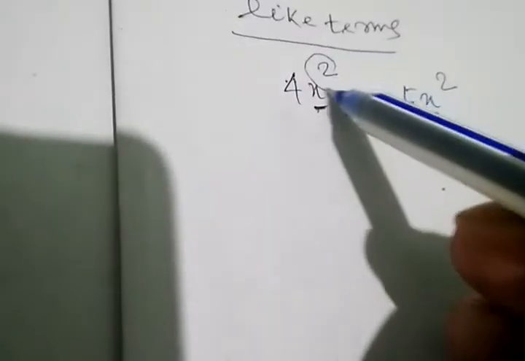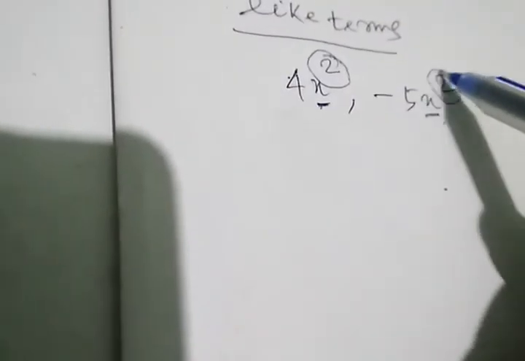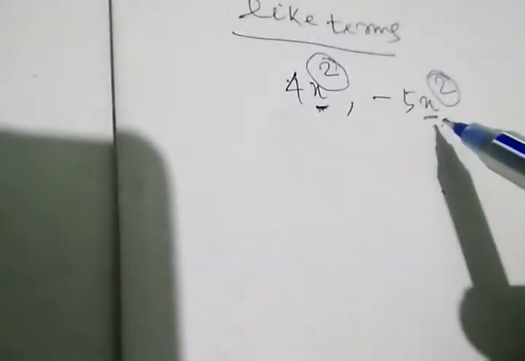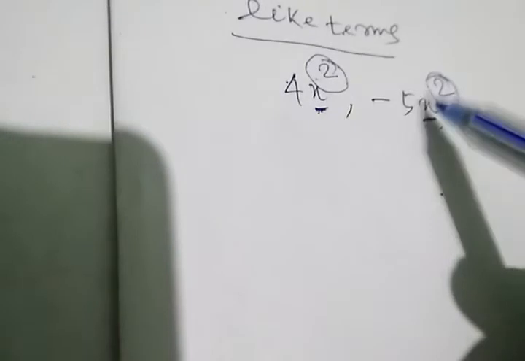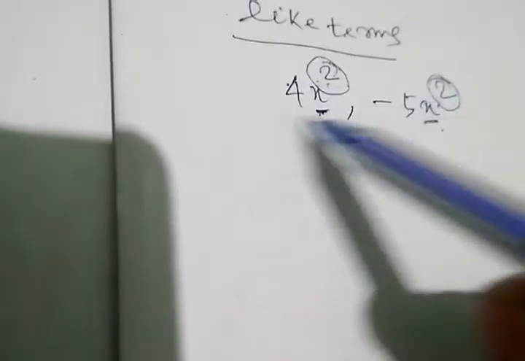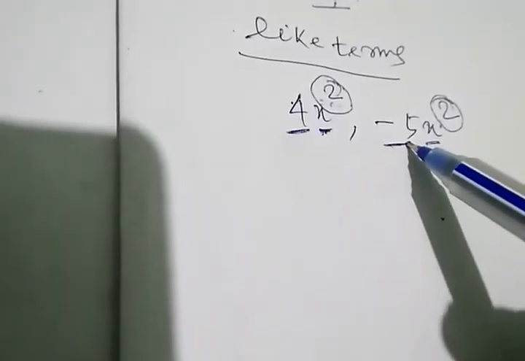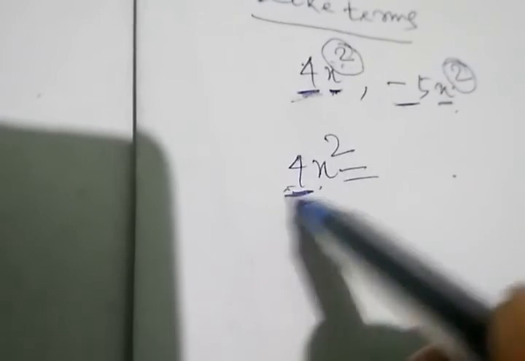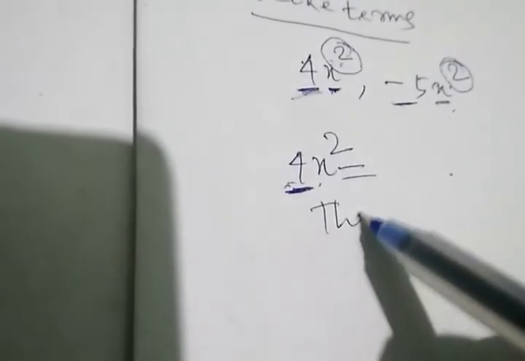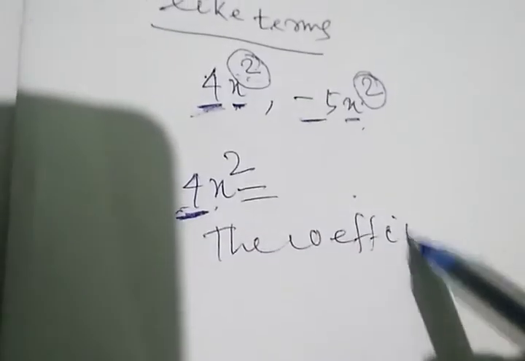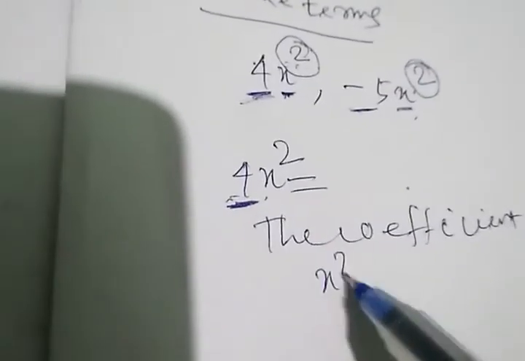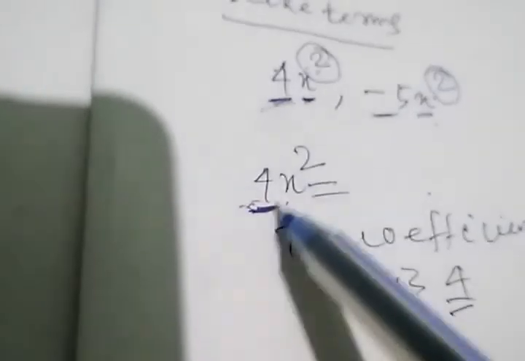What is the exponent of the variable? Square. Here what is the exponent of the variable? 2. So you see same variable with the same exponent. But the coefficient need not be the same. It may be different. Coefficient means the numerical number. Suppose you see 4x square. What is the numerical factor here? 4. So the coefficient of x square is 4. Please try to understand the numerical factor.